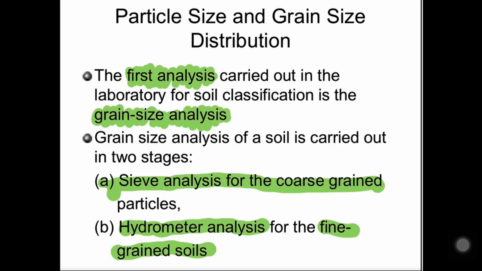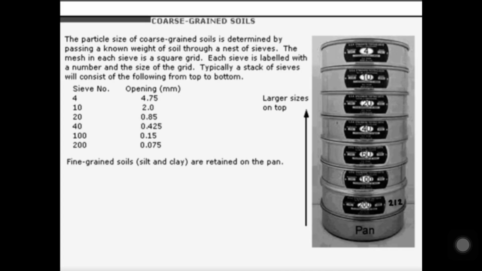In sieve analysis, we determine the particle size distribution by passing a known weight of soil through a series of sieves. Each sieve has a specific mesh size or opening that allows only particles smaller than that size to pass through, while larger particles are retained on top. This gives us a way to separate and quantify the particles according to their size.